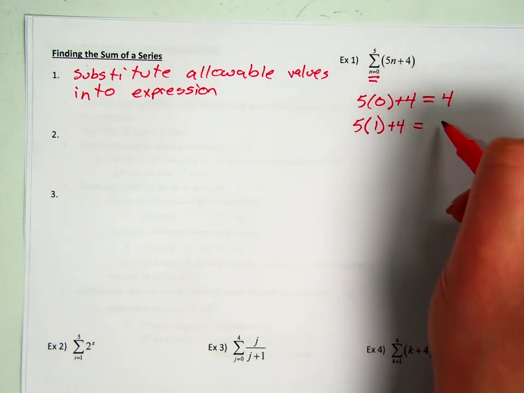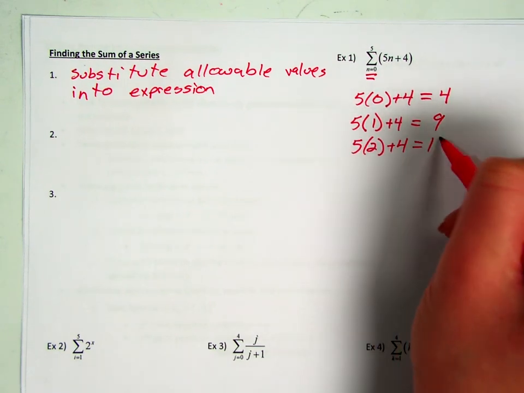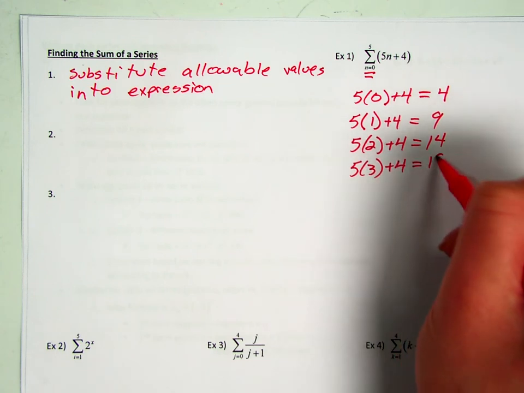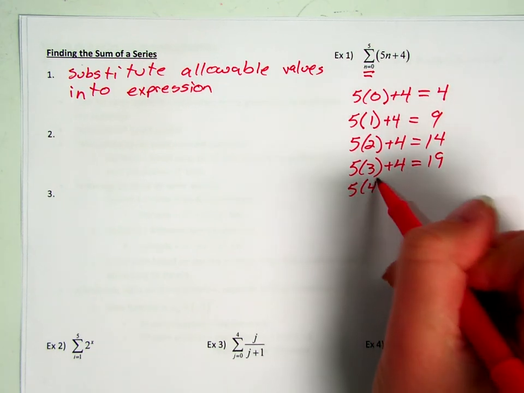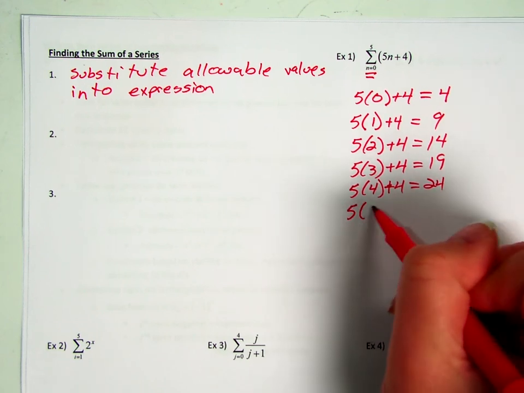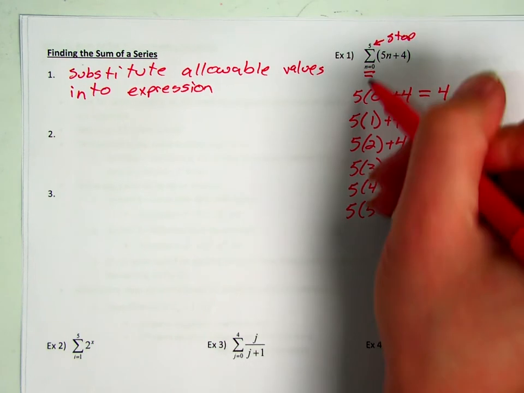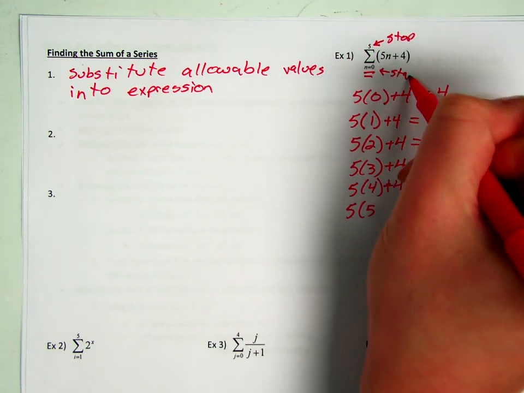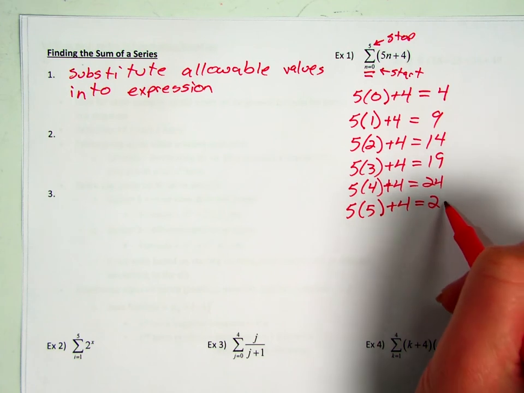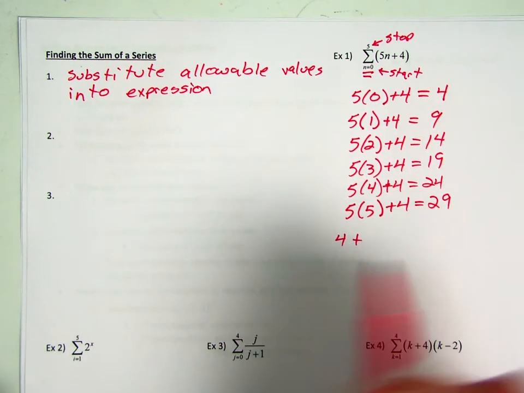So 5 times 1 is 5, plus 4 is 9. 5 times 2 is 10, plus 4 is 14. 5 times 3 is 15, plus 4 is 19. 5 times 4 is 20, plus 4 is 24. And 5 times 5, because 5 is where we stop, right? So we start with 0 and we stop with 5. So 5 times 5 is 25, plus 4 is 29. And then we need to simply add.